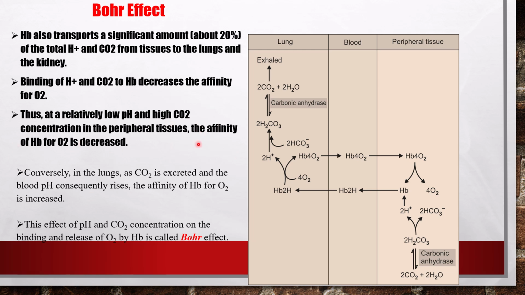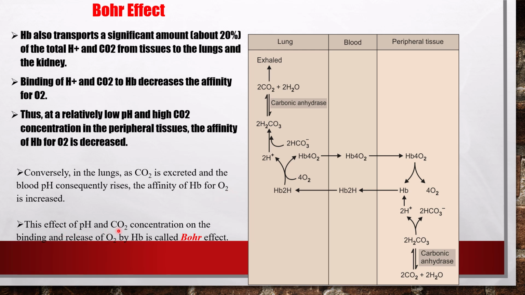Conversely, what happens in the lungs? In the lungs there is a reverse scenario. In the lungs the carbon dioxide is excreted and the blood pH consequently rises. That means from acidity to alkalinity, the H+ ion concentration decreases in the lungs. So the affinity of hemoglobin for oxygen increases, because pH rises and carbon dioxide is removed. That leads to higher affinity of hemoglobin for oxygen. So there is an inverse relation between the carbon dioxide and H+ affinity and the oxygen affinity.